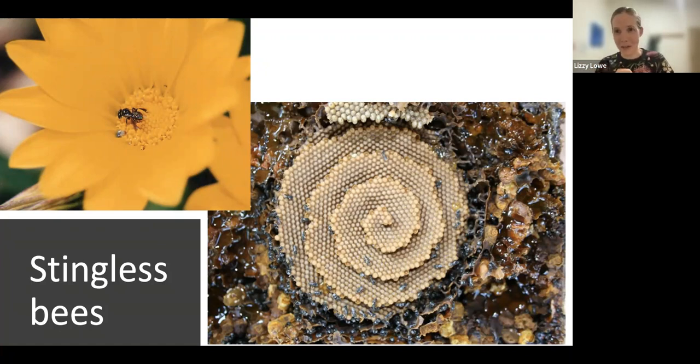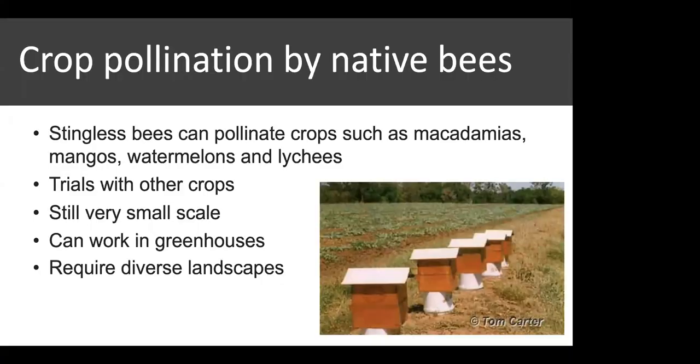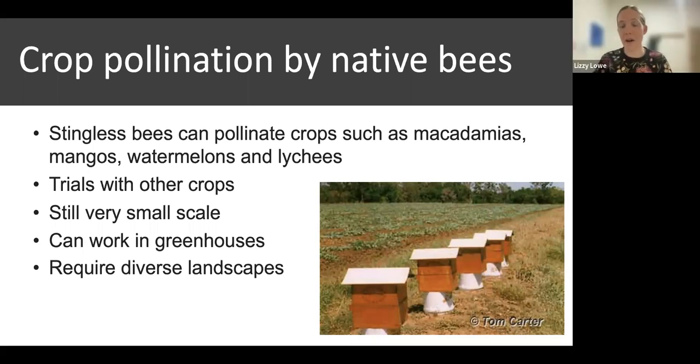So they are social bees, unlike the teddy bear bees, which I spoke about before, but their comb is quite different. So this beautiful picture here of a really spiral type of comb that they make within that box. So you can keep stingless bees commercially, and there's been some research looking at how well they can be used to pollinate crops.